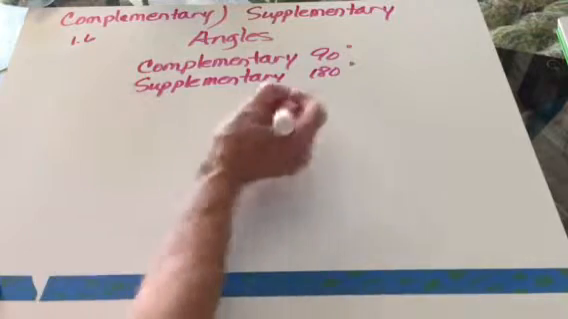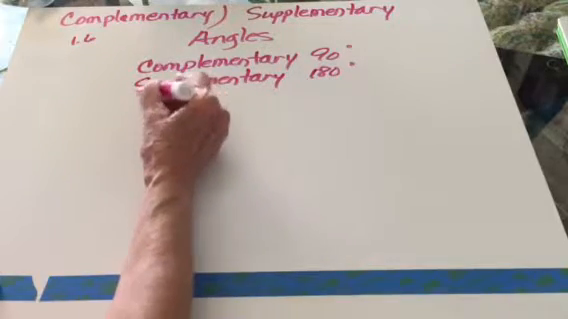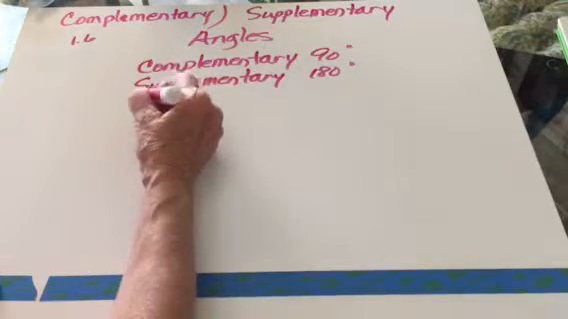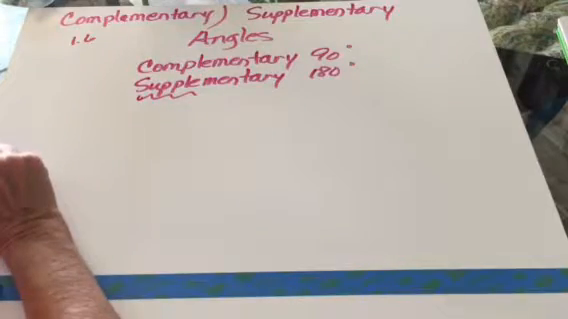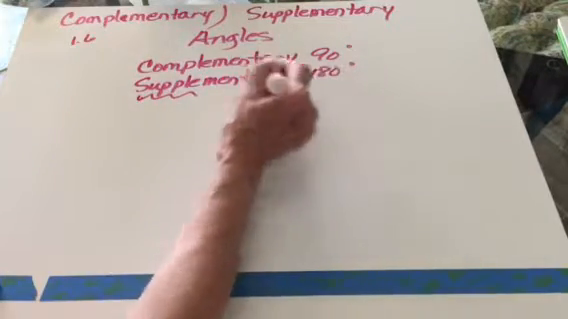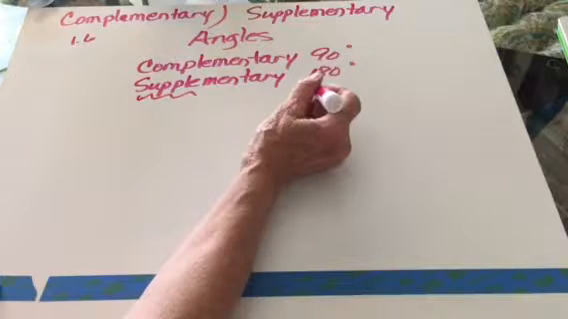There's no way. I'll tell you how I remember it, but you probably won't. When I see supplementary, I think of a big supply. A big supply is 180. Complementary is the other guy, so it's 90.